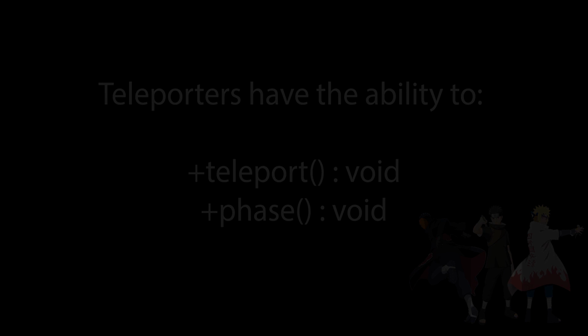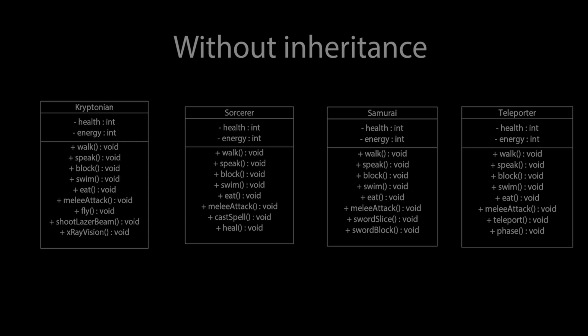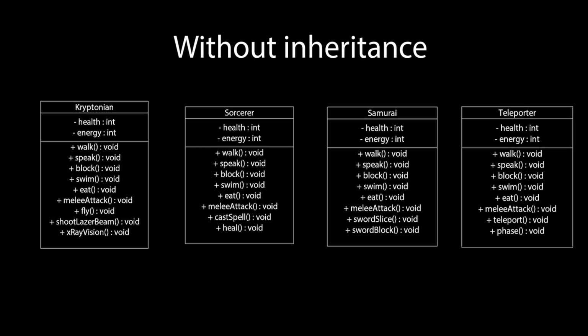Now, if we had to code each hero, obviously we'd have classes for each of them, with their attributes being represented by variables and abilities represented by methods. Now, how would these classes look? Well, they would look something like this, with every class having the variables health and energy, as well as every class having the methods walk, speak, block, swim, eat, and melee attack.